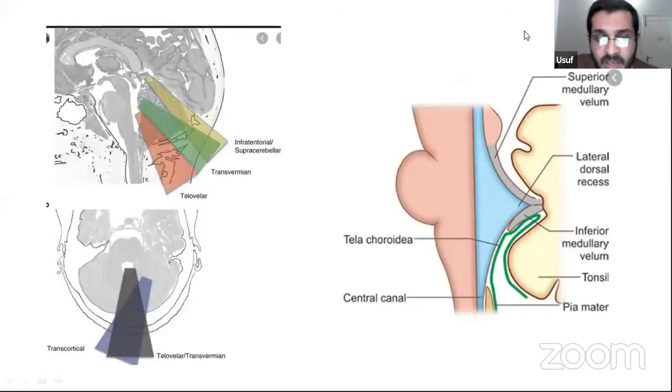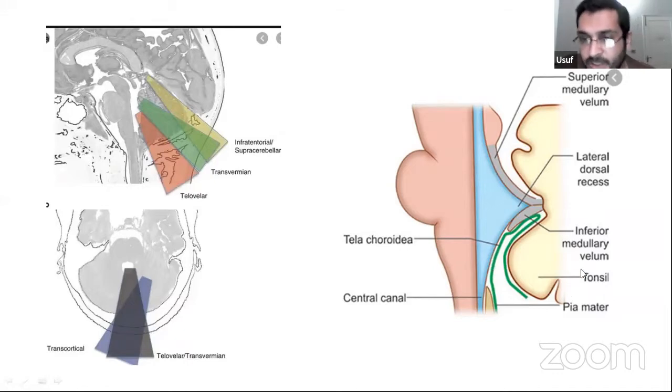So this is just again a revision, a diagrammatic representation. This is what we talked about in the previous session, the infratentorial supracerebellar approach. This is the telovelar approach, directed towards the midline. This is the sagittal view showing the fastigium, and then this is the lower half of the fourth ventricle. So a telovelar approach is generally considered for lesions involving the lower half of the fourth ventricle. However, with the angle and trajectory, you can address some proximal lesions as well.